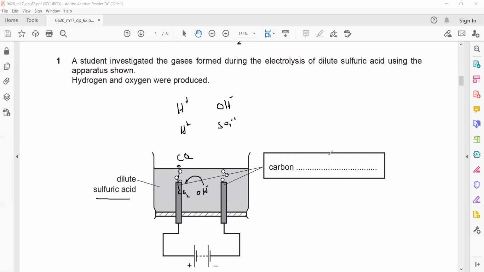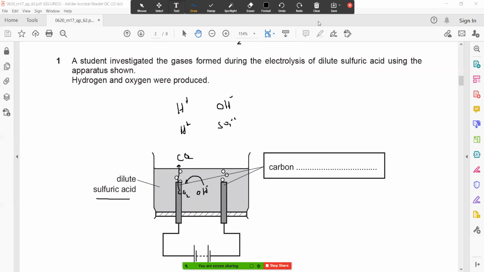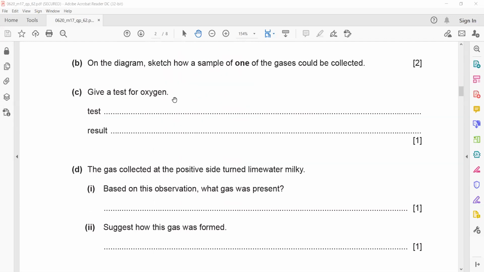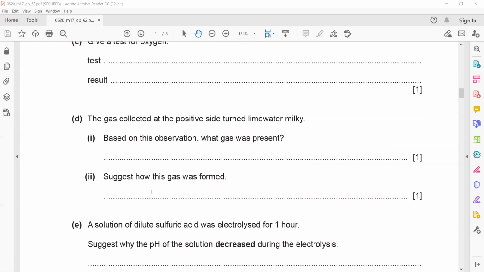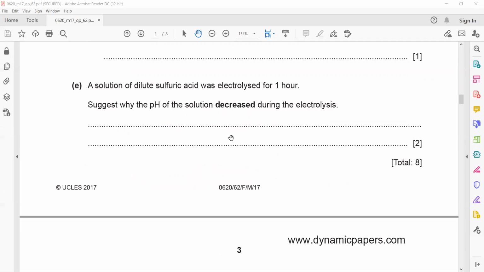The next part: a solution of dilute sulfuric acid was electrolyzed for 1 hour. Suggest why the pH of the solution decreases during the electrolysis. What could be the reason why the solution pH decreases? Because the hydrogen ions increased. A pH decrease means it becomes more acidic. Why does it become more acidic?